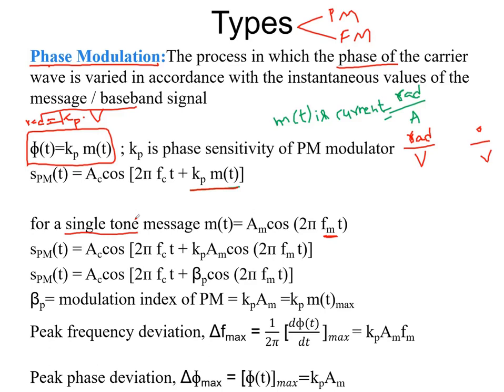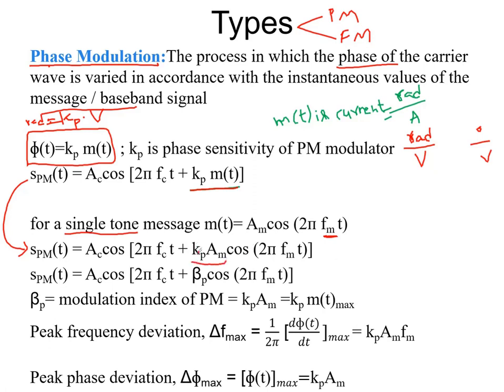Now how you can express your PM signal? From this you can arrive at the next equation. S PM of t is Ac cos of 2 pi fct plus kp times m of t. Since you know your m of t is Am cos 2 pi fm into t, you can express your S PM of t as Ac cos of 2 pi fct plus kp times Am into cos 2 pi fm into t. Here you are getting some other parameter called kp times Am.